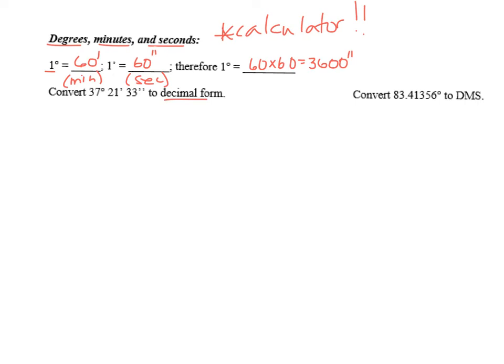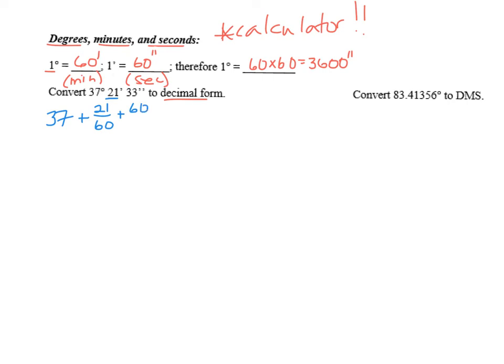You're going to take your whole number degree and just kind of leave it, which is nice. You'll add to that the portion of a degree in terms of minutes. Now there are 60 minutes in a degree, so if you have 21 minutes, 21 over 60 would be the decimal version of that answer. And then we'll add the number of seconds as well. If you have 33 total seconds, we'll take that divided by 3,600.